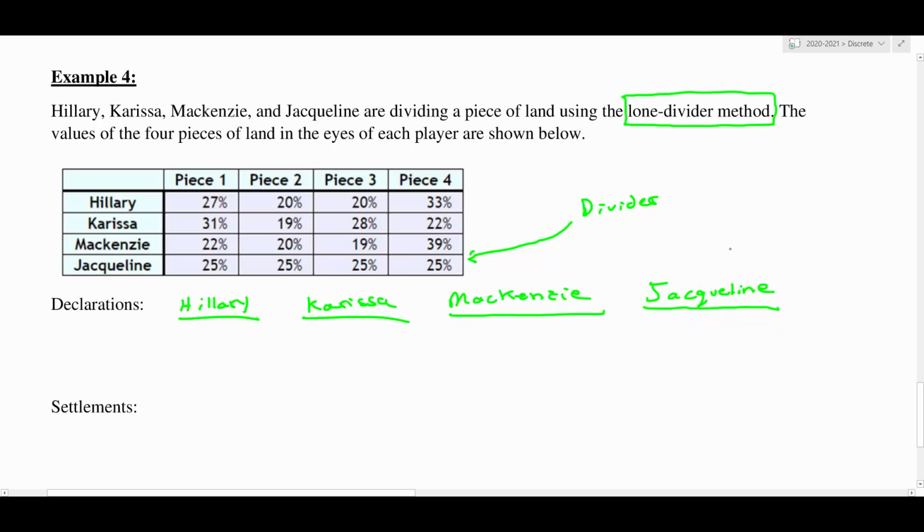Okay. And all declarations are, so in this first phase here, all they're doing is just stating, I would be okay with these pieces of land. How do we know that they're going to be okay with a particular piece of land? If that particular piece of land is worth more than their fair share, they'll be okay with it. So everyone's fair share, since they did this in percentages, is going to be 25%.